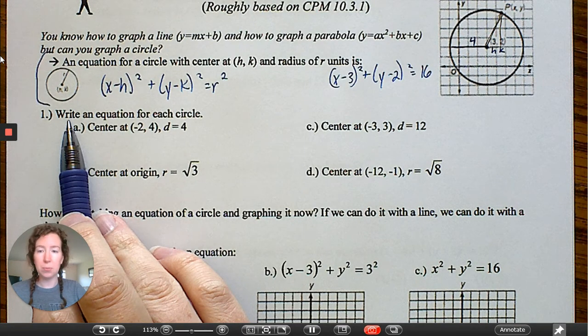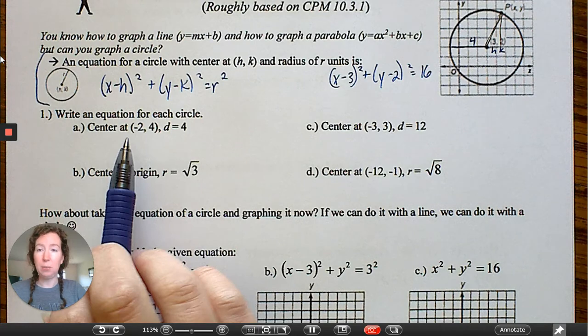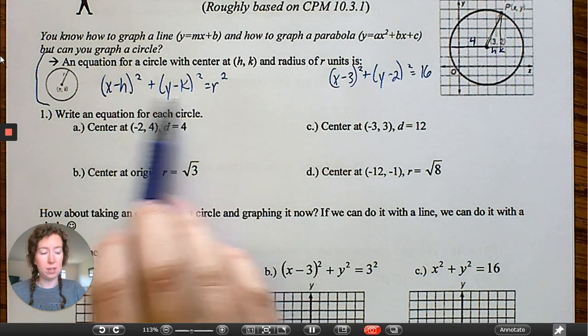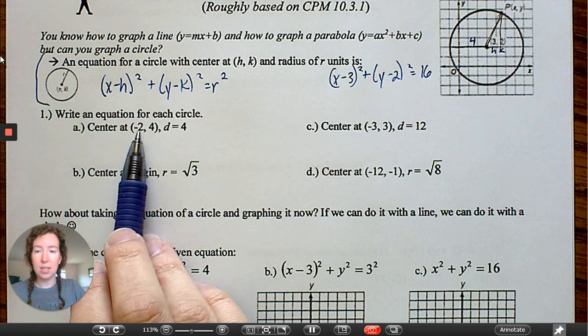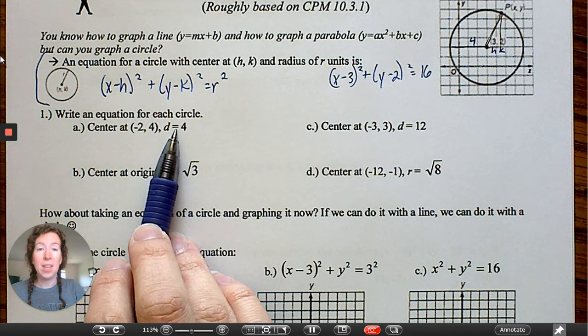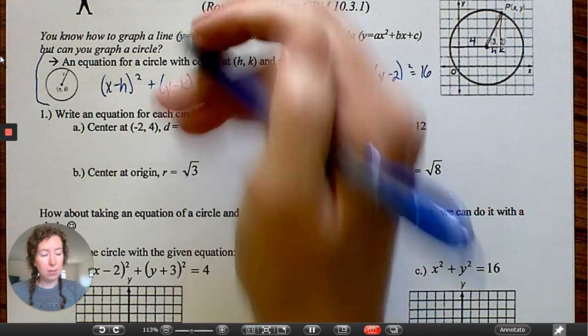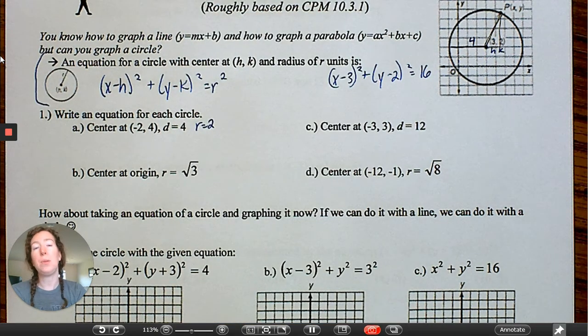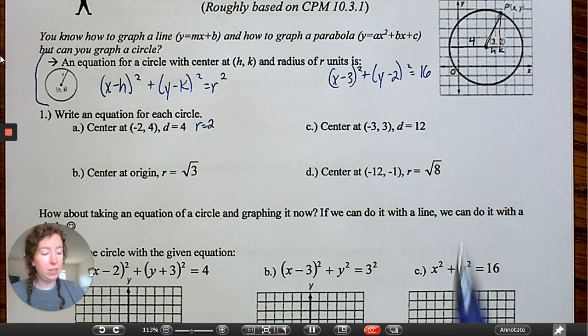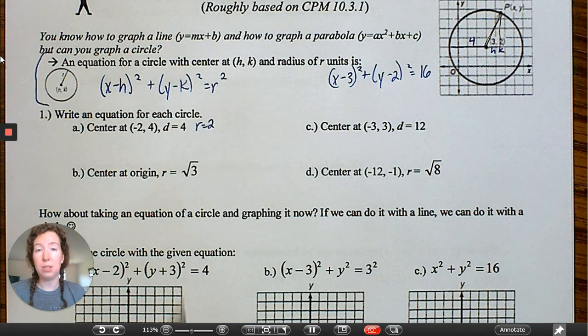So for each of these problems, we're going to write an equation for the circle. And we need to know 2 things. We need to know the center coordinate and the radius. Now, for this first one, it gives me the center is at (-2, 4), and the diameter is 4. If the diameter is 4, that means the radius is half of that, which is 2. Just like when you found area of a circle, you need to know the radius squared times pi. In all of these, you need to know how long the radius is. So if they give you diameter, turn it into the radius.